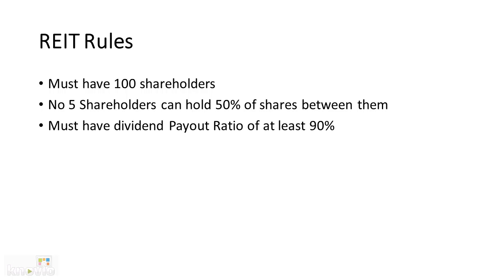Alright, so a few simple rules for real estate investment trusts is that the first rule is that they must have at least 100 shareholders. And out of these 100 shareholders, no 5 of them can hold 50% of the shares between them. So there must be diversity, and no 5 can gain control of the company in essence. And the last rule is there must be a dividend payout ratio of at least 90%. This means that they must distribute at least 90% of its taxable income.